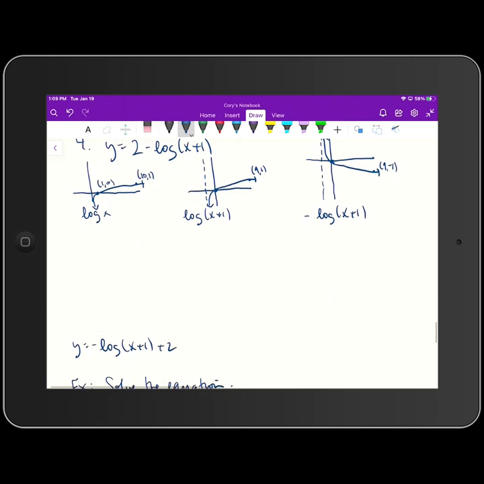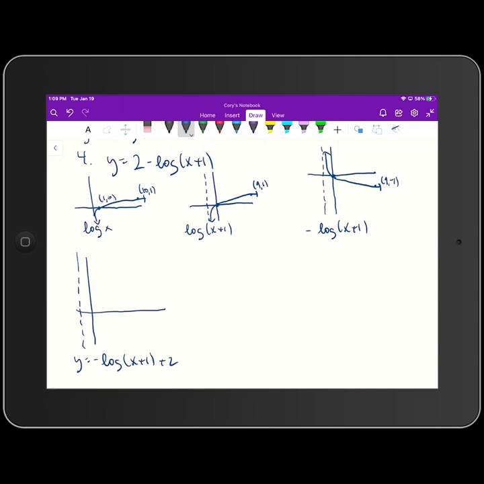And then the last thing we do is add 2, which is going to shift the graph up 2 units. Okay, so we still have our vertical asymptote here at x is equal to -1. When I take the point at the origin and move it up 2 units, that is now at the ordered pair (0, 2). And then the second point, which was at (9, -1), when I shift it up 2 units, is now at (9, 1). Okay, so we can draw our graph looking like so.